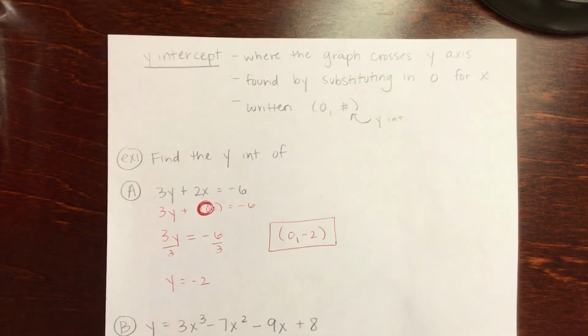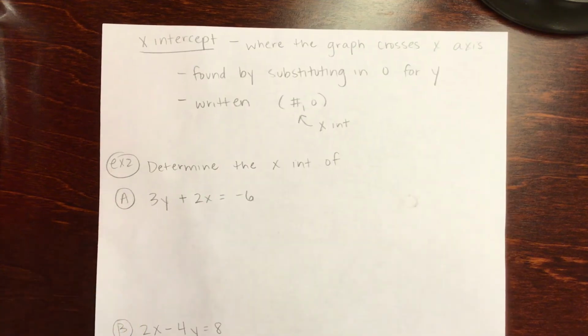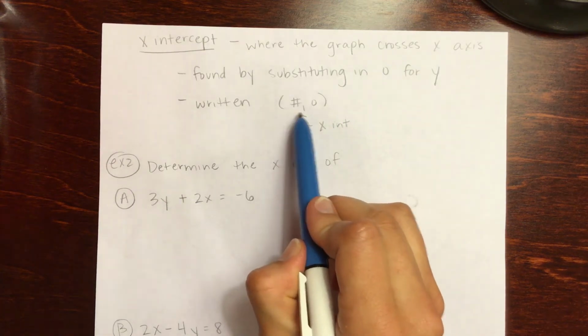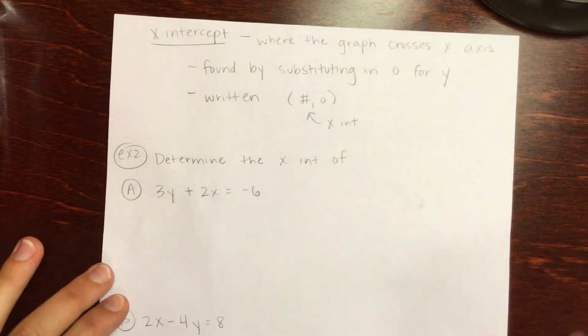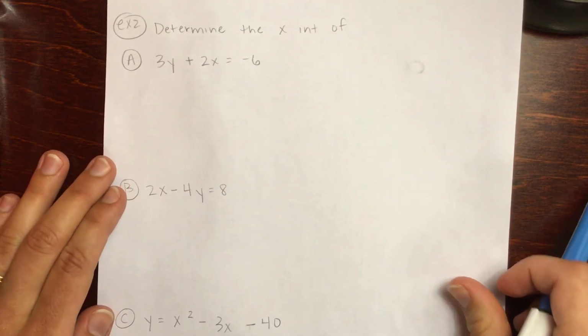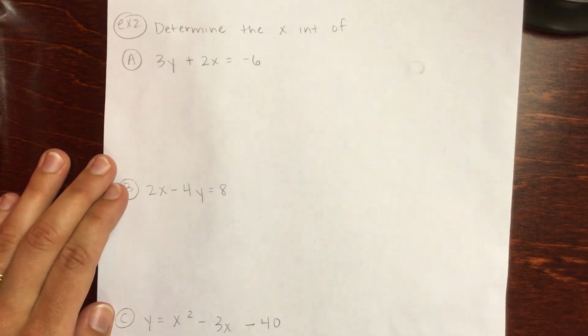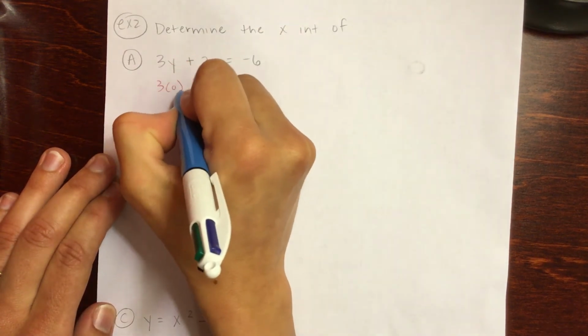The x-intercept is pretty much the same idea, except we're going to switch all my x's and y's. The x-intercept is where the graph crosses the x-axis. If I give you an equation, you can find the x-intercept by substituting in a 0 for y, and we write our coordinate point. We have a number for x now, and y is the 0 part. So determine the x-intercept of these equations. I want to cancel out the y piece, so replace all of the y's with zeros.